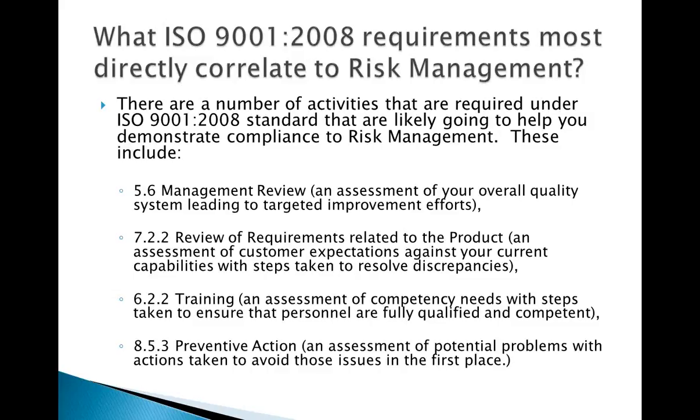And we start with 5.6, management review. You're already required to assess your quality system and have targeted improvement efforts, take actions, and so forth. 7.2.2, reviewing requirements related to the product. You're already required to assess what your customer is asking you to do, or what the industry is asking you to do, and take action to resolve discrepancies. That's avoiding an issue before it happens. That's risk-based thinking.